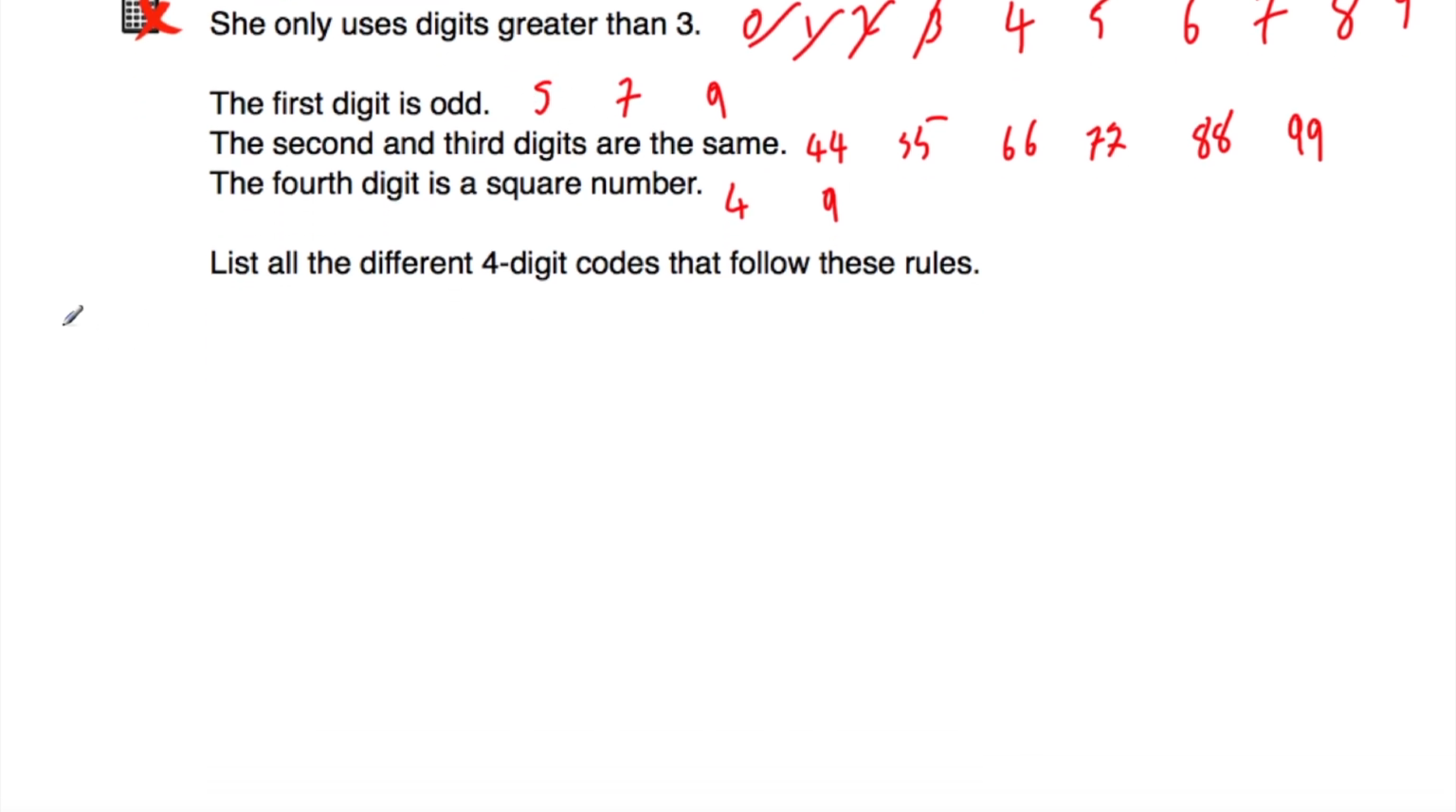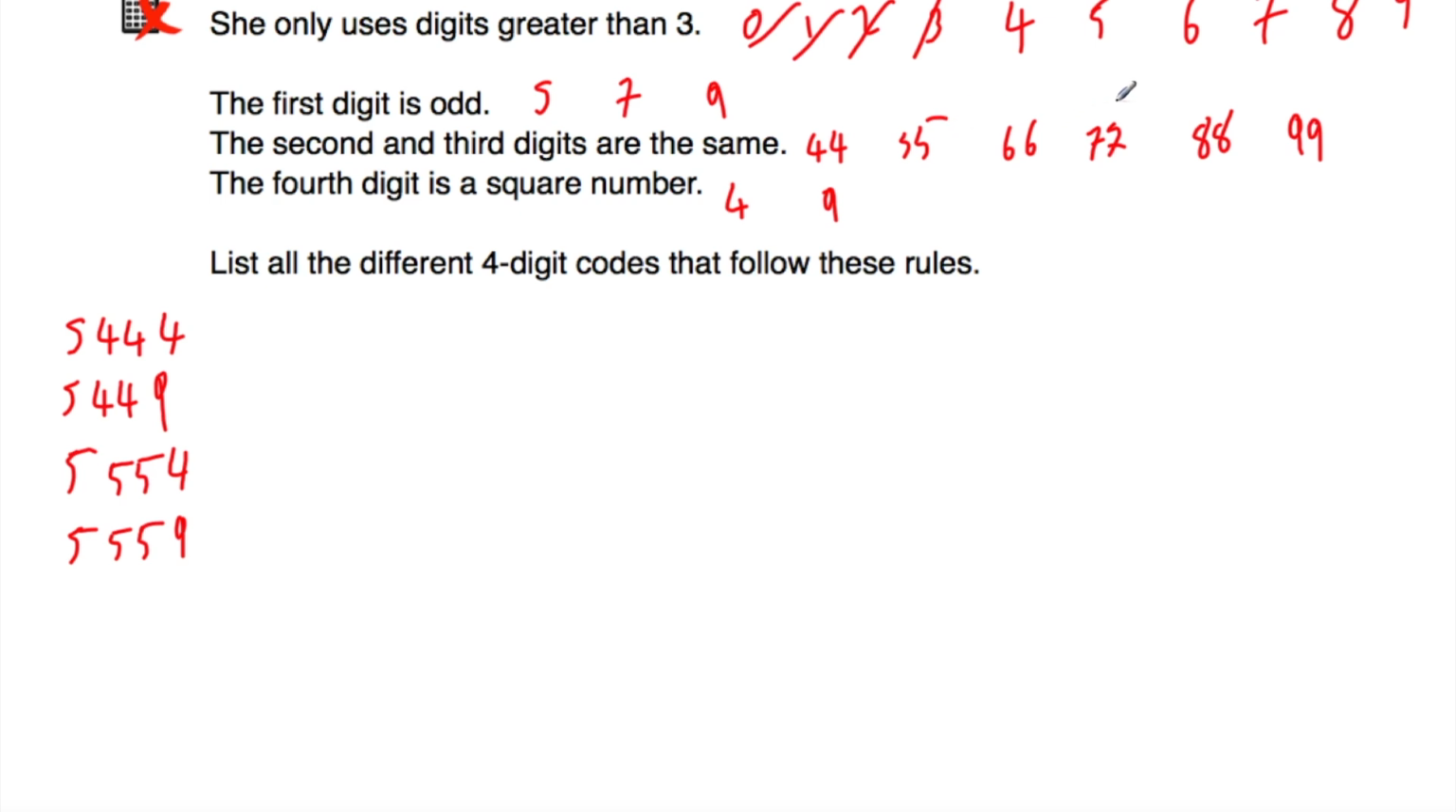So let's start off with the ones beginning with 5. So it could be a 5 and then a 44, so a 5 and then a 44 with a 4 at the end. A 5 with a 44 and then a 9 on the end. A 5 followed by a 55 and a 4, and a 55 and a 9. So they're the options with a 5 and a 44 and a 55.